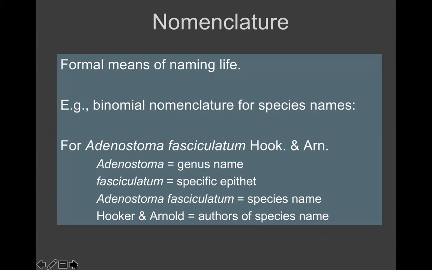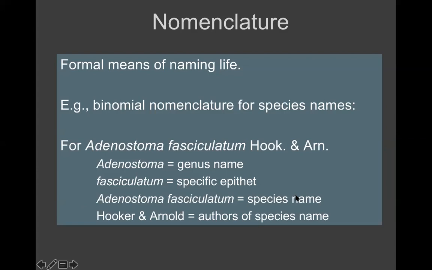So in order to name a new species, you have to use a formal process. The process of naming a new species is called nomenclature, and we use binomial nomenclature for naming a new species. I'm going to give you an example of this, Adenostoma fasciculatum. Adenostoma is the genus name, fasciculatum is the specific epithet, and together the binomial, the two-name system for this species, is Adenostoma fasciculatum. That's the species name.